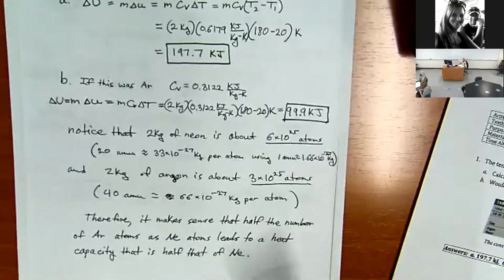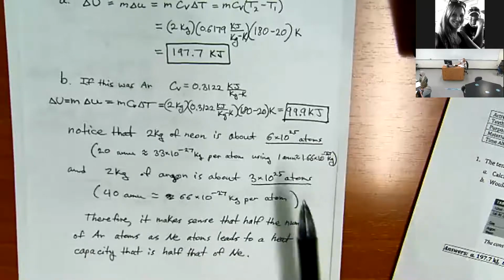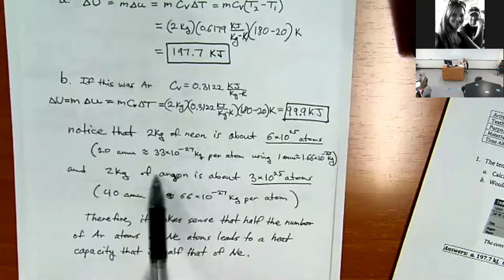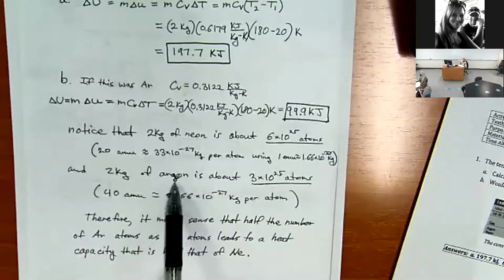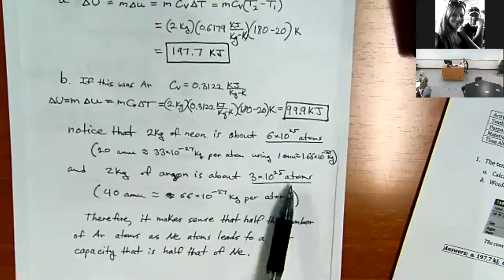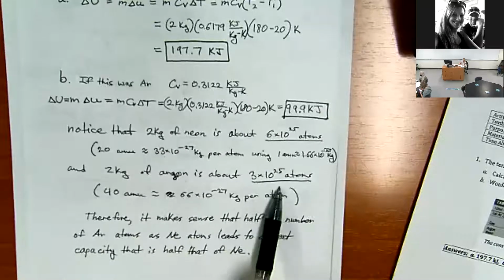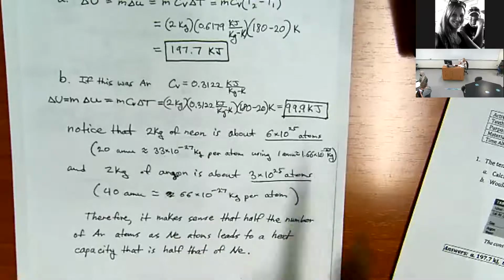So therefore it makes sense that half the number of argon atoms, so half the amount of argon, has a lower heat capacity, requires less energy to heat up 1 degree. So while the mass is the same, when we are looking at these actual gases, the amount of atoms is different. So there are fewer atoms to heat up in argon than there are in neon.